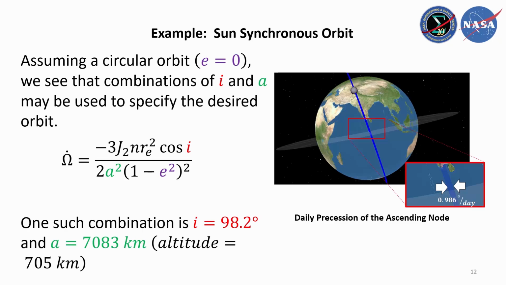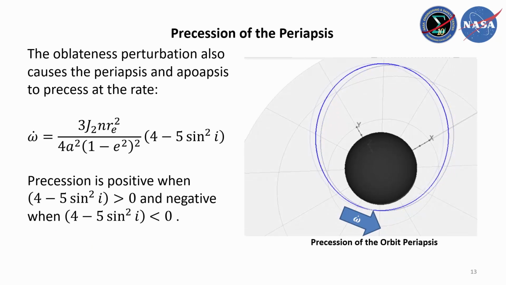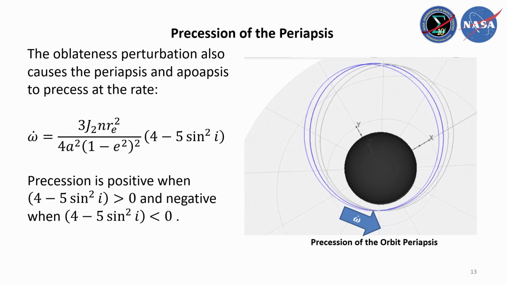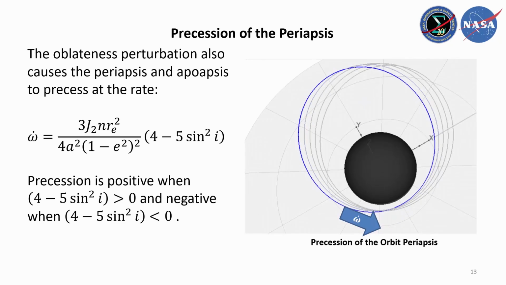One such combination is to incline the orbit 98.2 degrees and place it at an altitude of about 705 kilometers. The oblateness perturbation also causes the orbit periapsis to precess in the orbit plane at a rate given by the equation shown. We see that the precession is positive, that is, it is in the same direction as the orbiting body, when the term 4 minus sine squared i is greater than 0, and negative, that is, in the direction opposite of the orbiting body, when the term is less than 0.